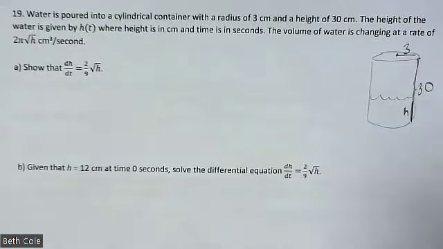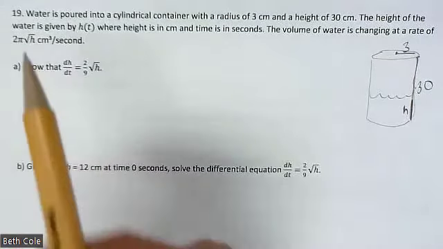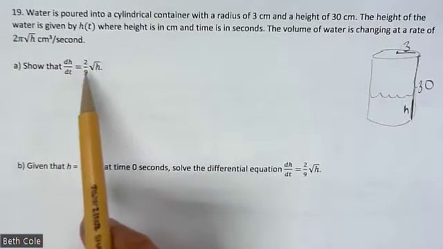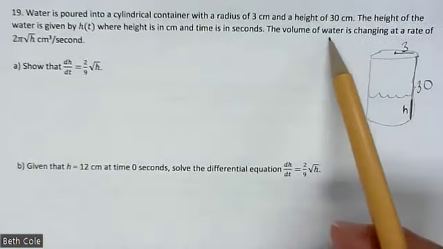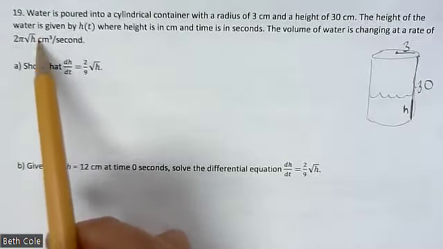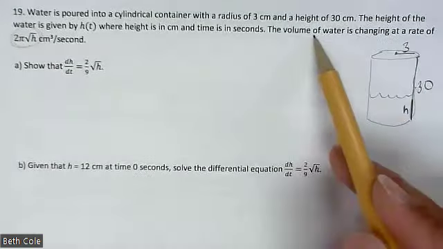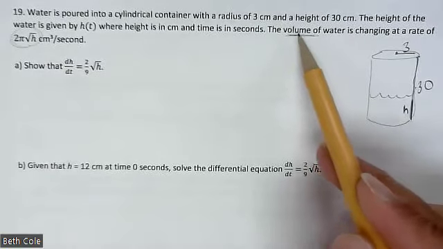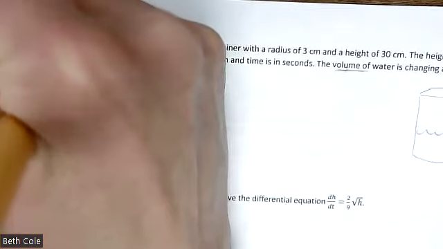Volume of the water is changing at a rate of this. Show that dH dt, okay. Start with what they gave you. The volume is changing. How can we label this then? Derivative of dV dt. There we go. So that's dV dt.